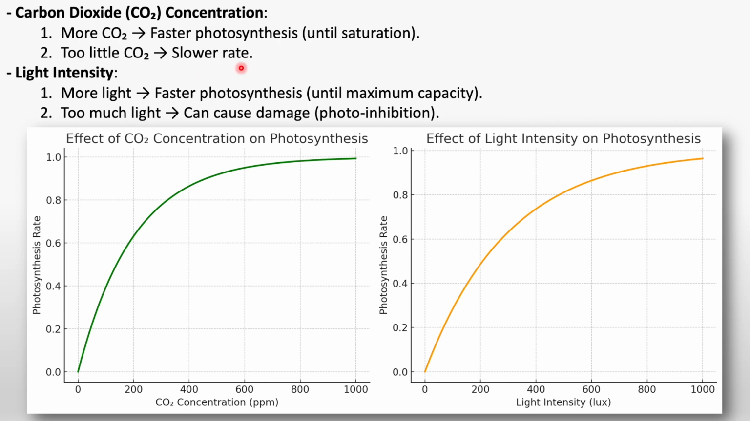And at the end, let me talk quickly about the impact of carbon dioxide concentration and light intensity on the photosynthesis rate. As you can see here, more carbon dioxide means faster photosynthesis until the saturation level. But too little carbon dioxide will slow the rate of photosynthesis. Now, moving to light intensity, more light means faster photosynthesis, again until the maximum capacity. But too much light can cause damage, which we call photoinhibition.